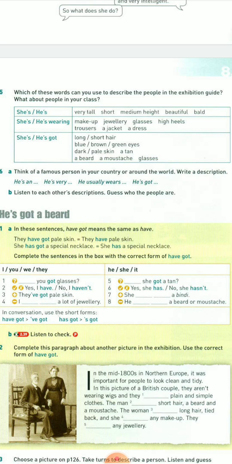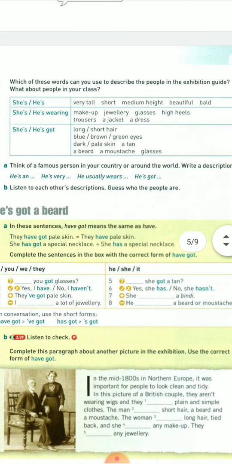Then she has and he's got, and that is for talking about the hair, the eyes mainly, and the skin. Other things that are extra could be a beard, mustache, and glasses.